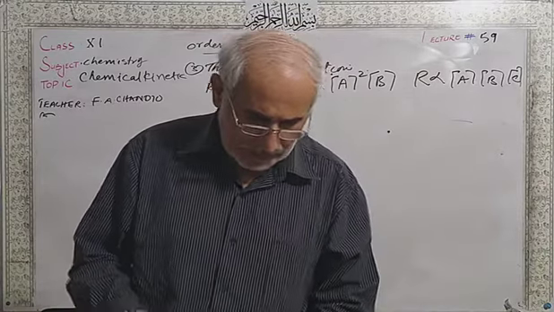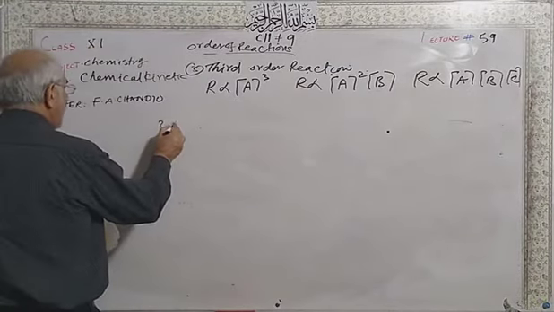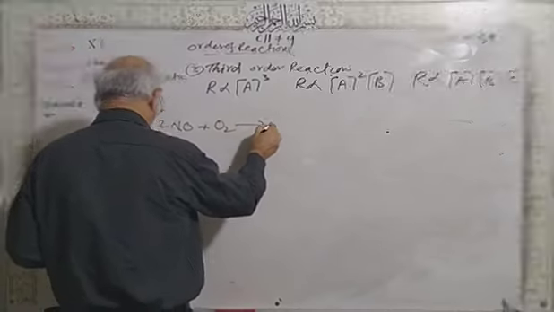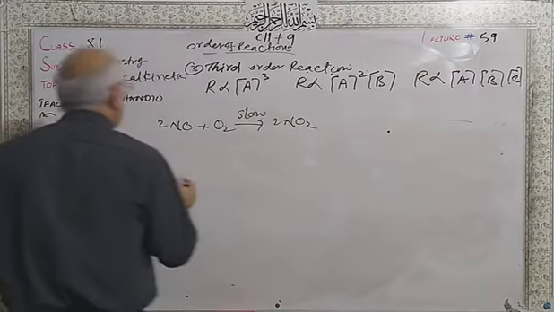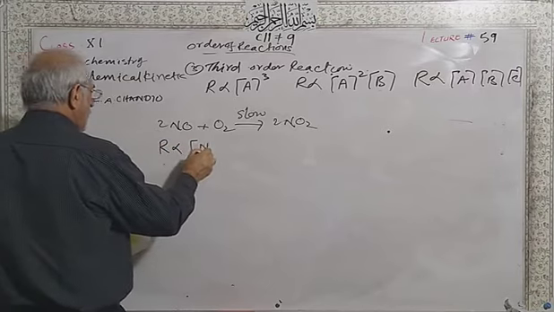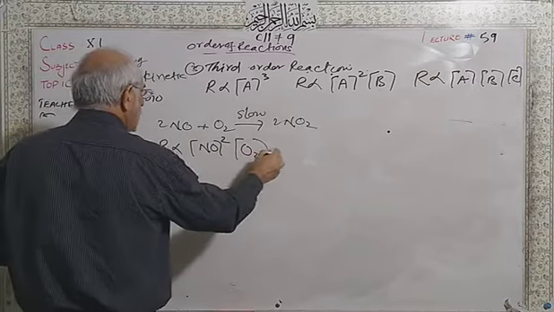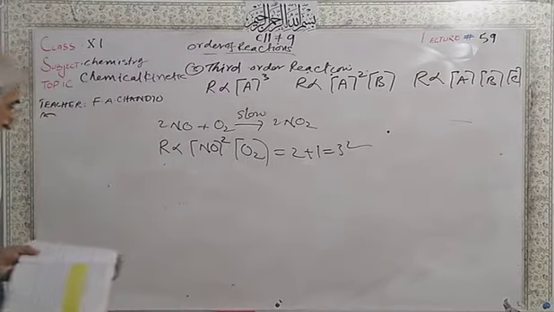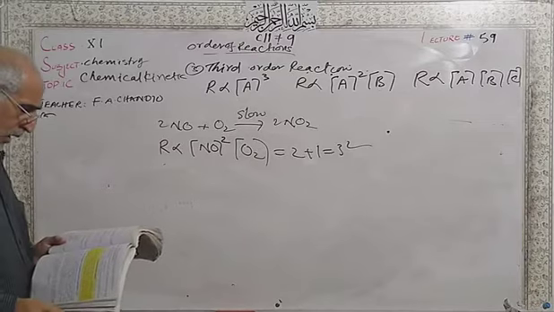Here is an example for you. 2 moles of nitric oxide and 1 mole of oxygen give 2 moles of nitrogen dioxide. This is a slow step and rate determining step. That is why the rate is directly proportional to the concentration of nitric oxide to the power 2 and the concentration of oxygen. So 2 plus 1 is equal to 3. So this is the third order. In the first step, this chemical reaction is going to be complete.